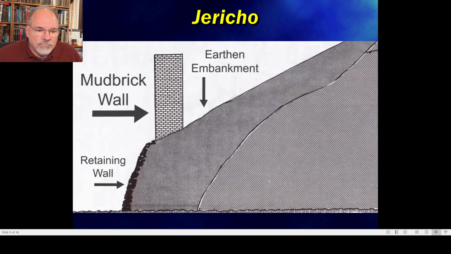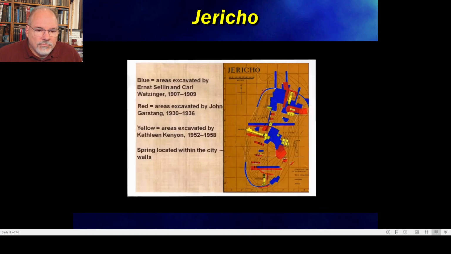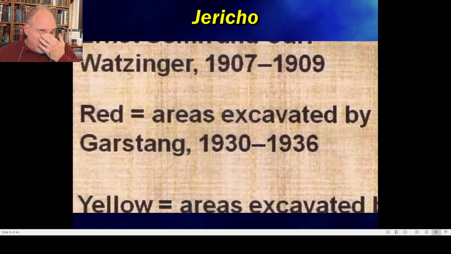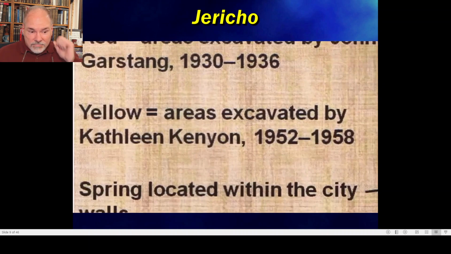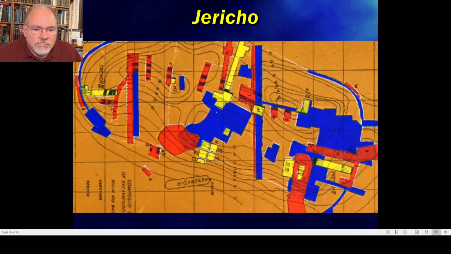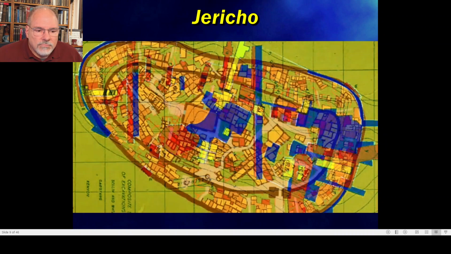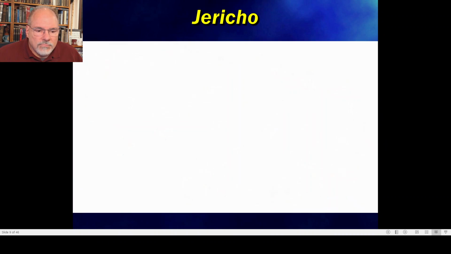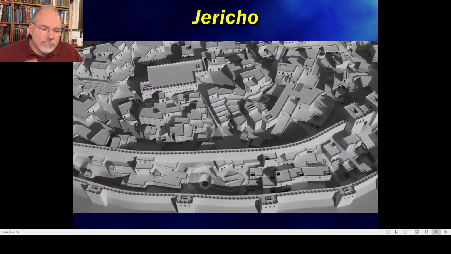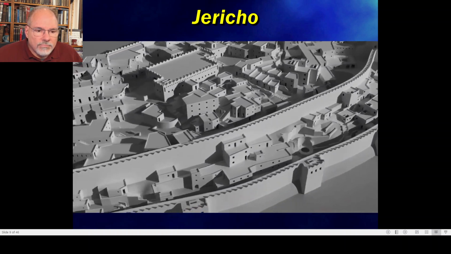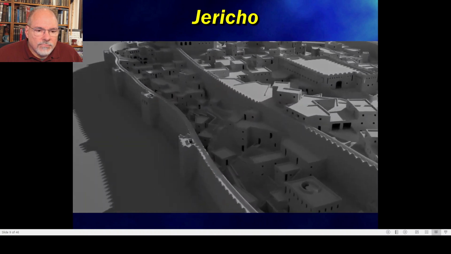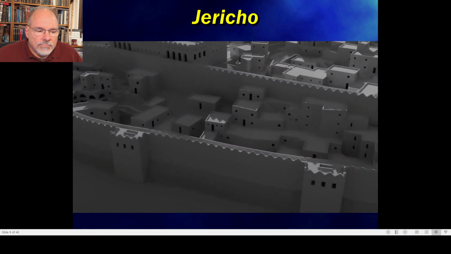The three teams that dug Jericho were the German team from 1907 to 1909, John Garstang in the 1930s and Kathleen Kenyon in the 1950s. Using the excavation reports from these three digs, we were able to reconstruct what the city of Jericho would have looked like in the time of Joshua. Both the stone wall and the mud brick wall on top of it made up the outer wall that surrounded the city. Further up the embankment was another mud brick wall.